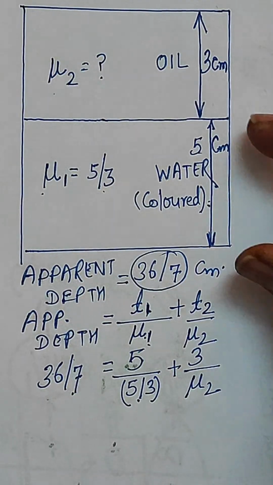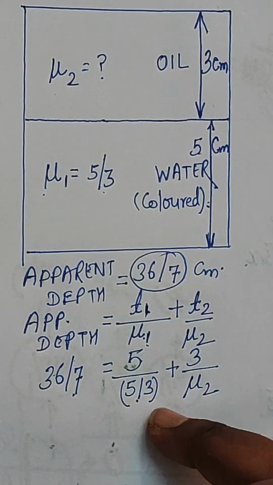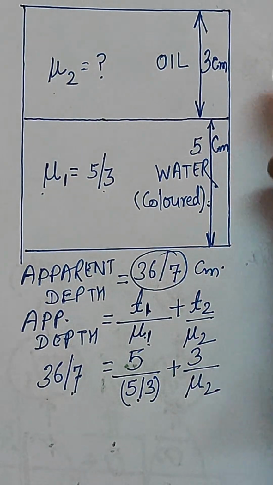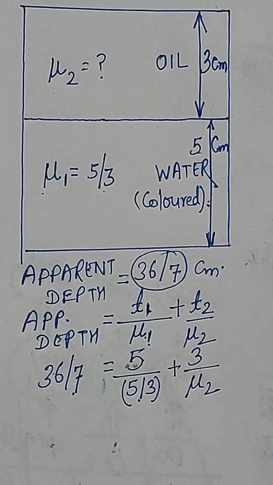That means the height of the water level divided by its refractive index, plus the height of the next layer divided by its refractive index, like that.